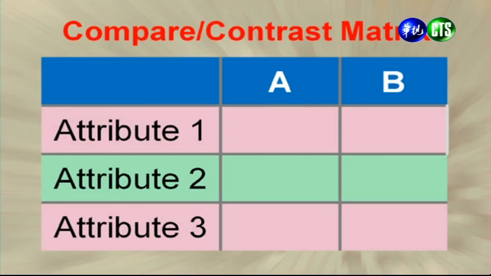And so basically, you have in the two columns, you place the main objects, and then along the side in the rows, you have the different attributes that you want to compare and contrast.